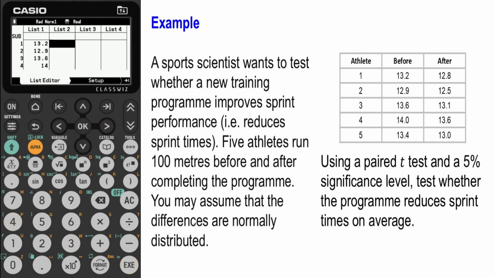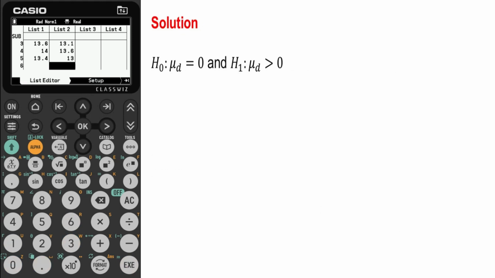In list 2, we have the data after: 12.8, 12.5, 13.1, 13.6, 13.0. We have the null hypothesis H0 where mu d equals 0, and we have the alternate hypothesis H1 where mu d is greater than 0. We have 5 pieces of data.